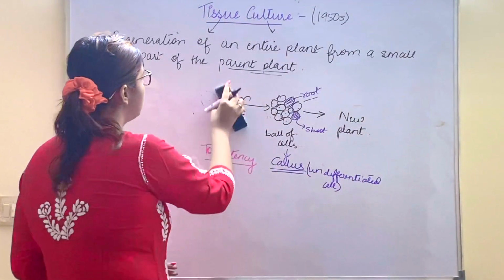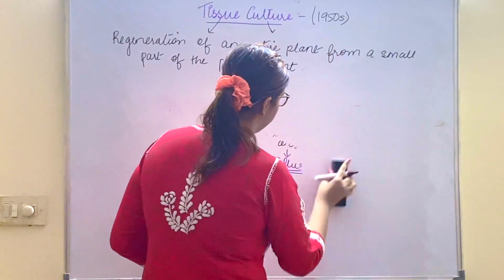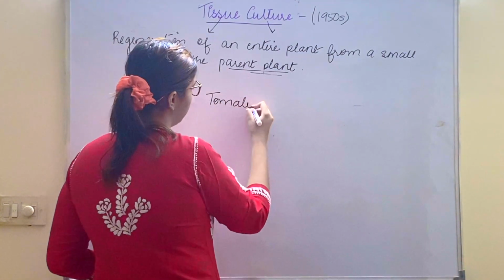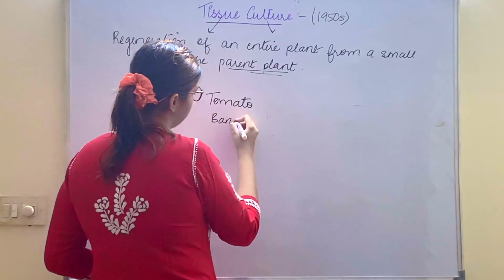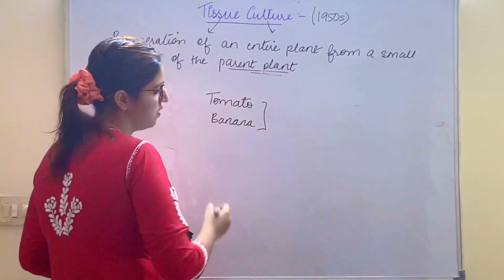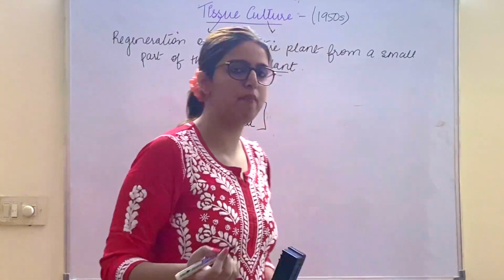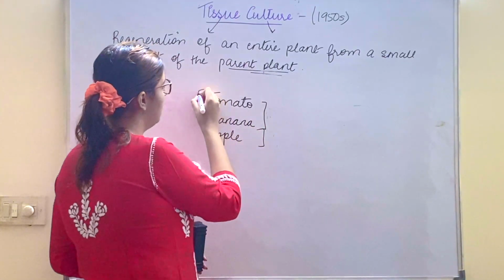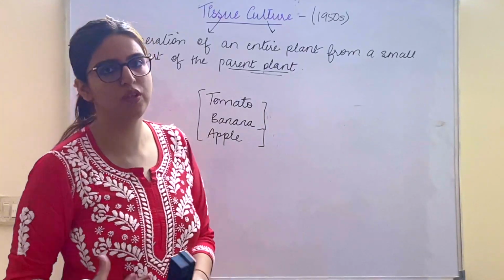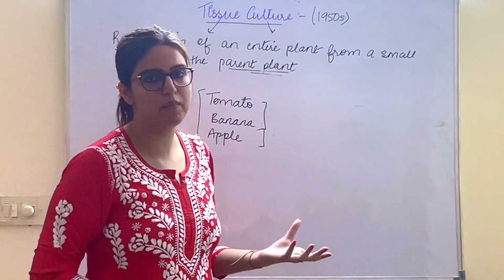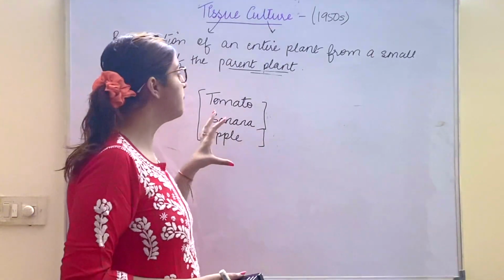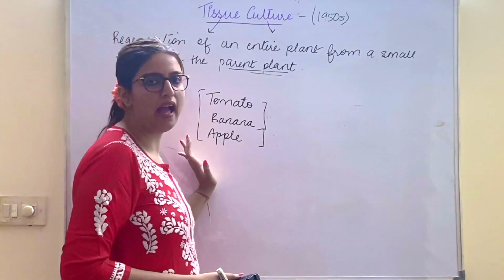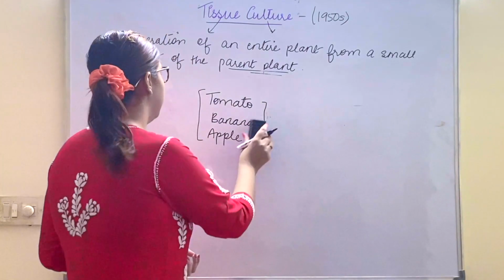Now we are going to see where tissue culture is being commercially used. It is commercially used to form new plants in the case of tomato, banana, and apple. These are the three examples given in NCERT, and one must remember them. There might be a question where you are given some other option as well, like lemon, and asked which one is presently used commercially to form a new plant. So it is tomato, banana and apple.